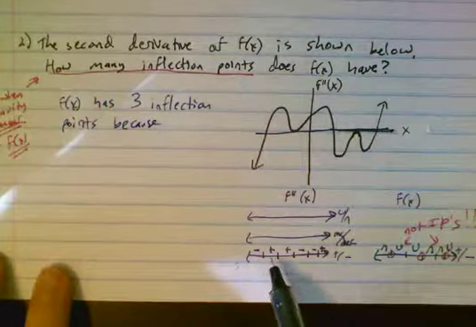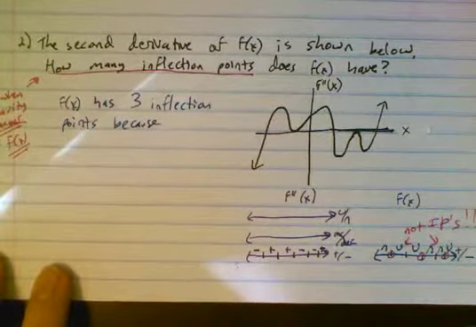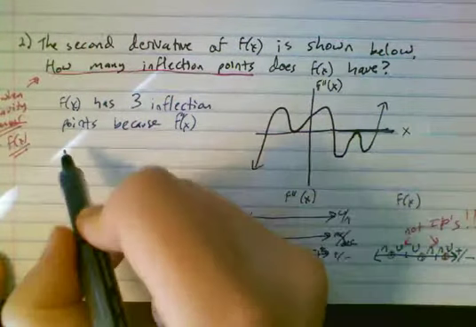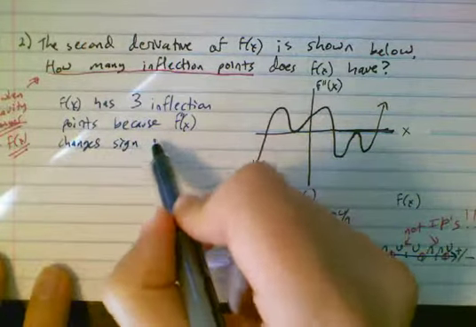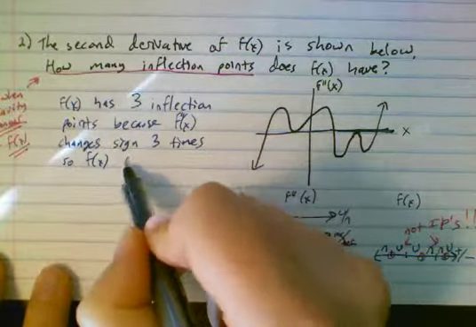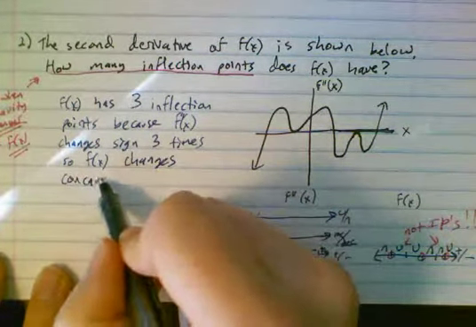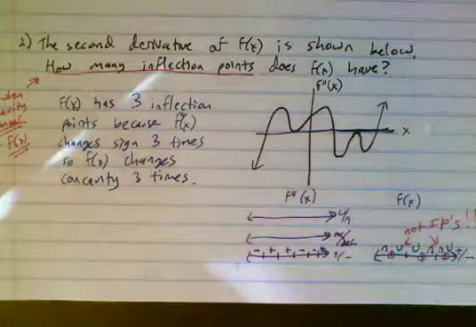And how do we get that? Because f double prime of x changed sign 3 times, so f of x changed concavity 3 times. And there we go.